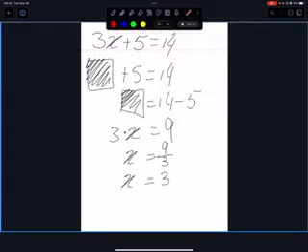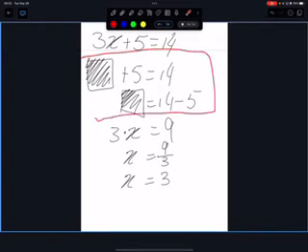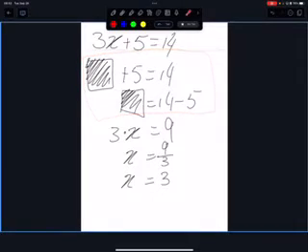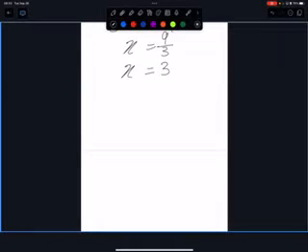Of course, this you cannot do in the exam. This is just me teaching you what you're supposed to be doing. In the exam, you just leave it 3x. Easy. Another one.